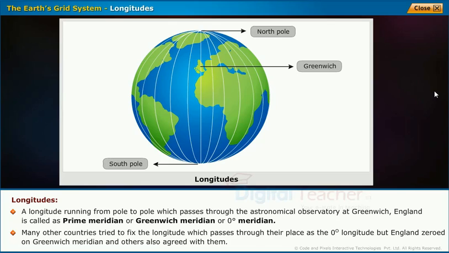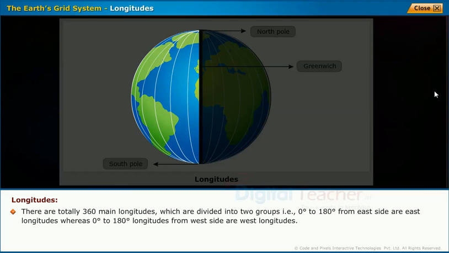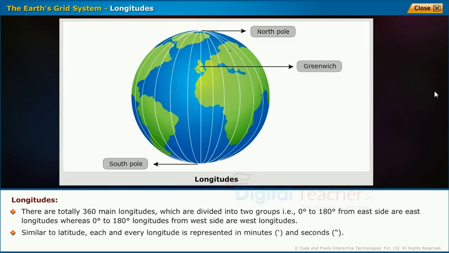Many other countries tried to fix the longitude which passes through their place as the 0 degrees longitude. But England zeroed in on the Greenwich Meridian and others also agreed with them. There are totally 360 main longitudes, which are divided into two groups: 0 degrees to 180 degrees from the east side, or east longitudes, whereas 0 degrees to 180 degrees from the west side, or west longitudes. Similar to latitude, each and every longitude is represented in minutes and seconds. The longitude 180 degrees, which is directly opposite to 0 degrees longitude, is called the anti-meridian.